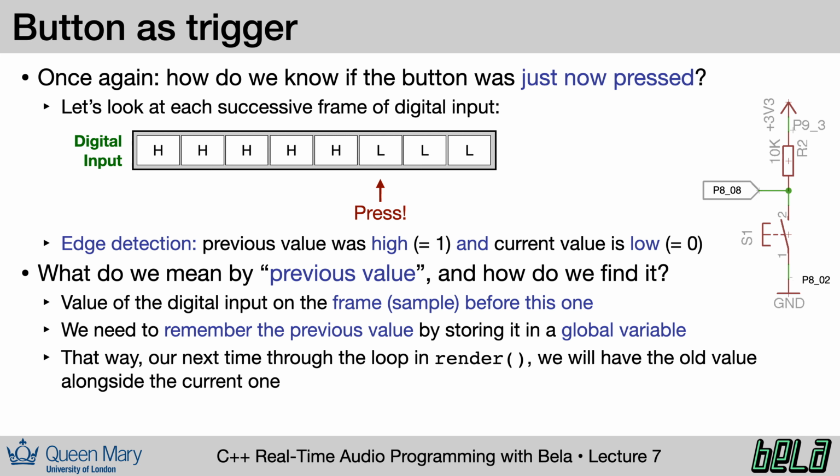That's very much like what we're going to do with our previous value of the digital input. At some point it will be the current digital input. What we need to do is store it somewhere so that when we come back around later, it now represents the previous input and we can use it as such.